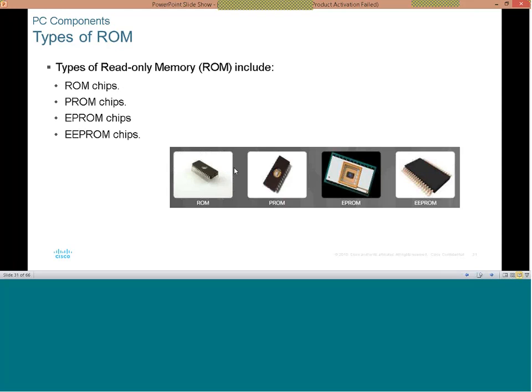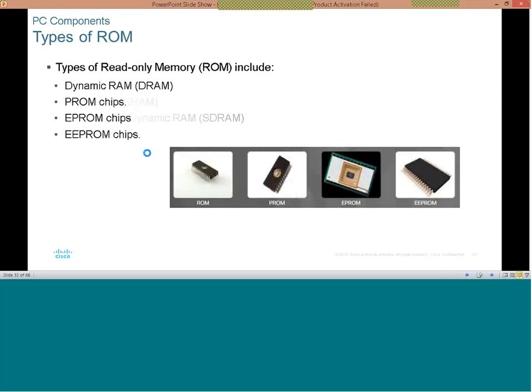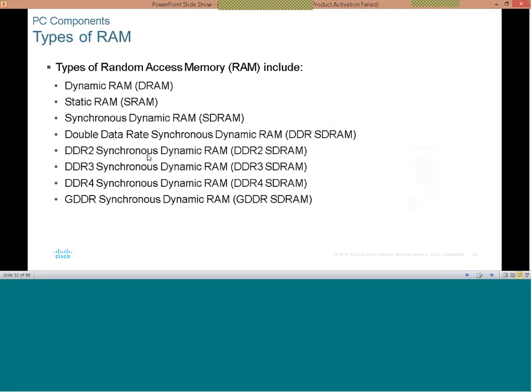Remember, I told us that ROM holds instructions bound to the drive to guide the system on how to boot and load up your operating system. So they are more or less like the device that houses your firmware. Types of random access memory include dynamic RAM, static RAM, and synchronous dynamic RAM.